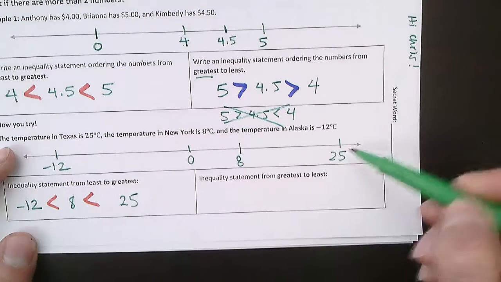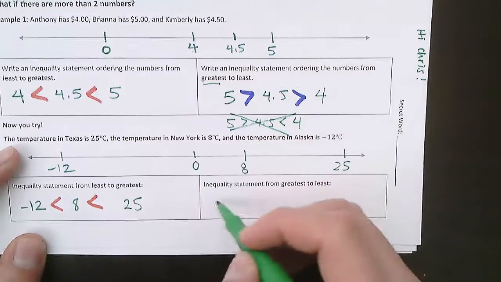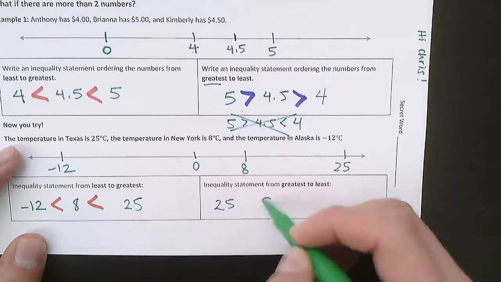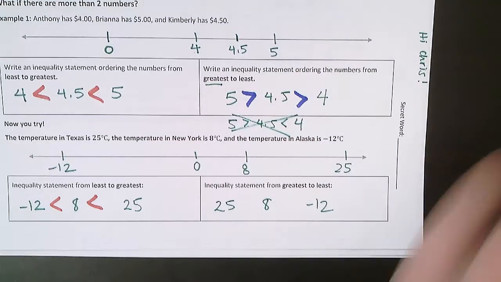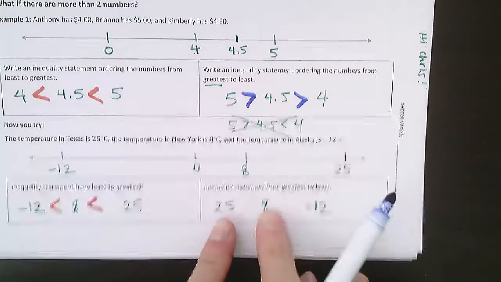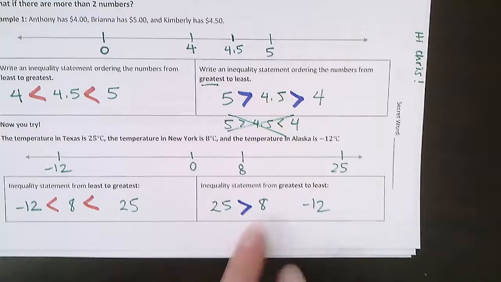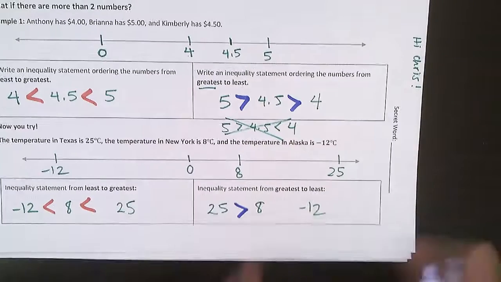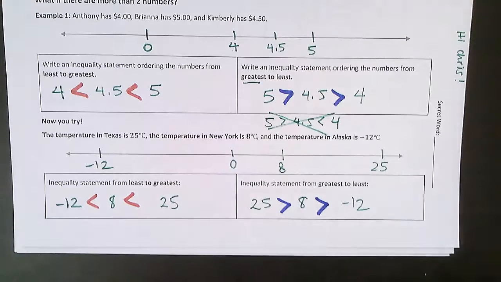Now, how about from greatest to least? Well, that means we're starting on the right, the greatest number, and then going to the left. So we have 25, then 8, then negative 12. Between 25 and 8, we would say that 25 is greater than 8. Between 8 and negative 12, we would say that 8 is greater than negative 12.